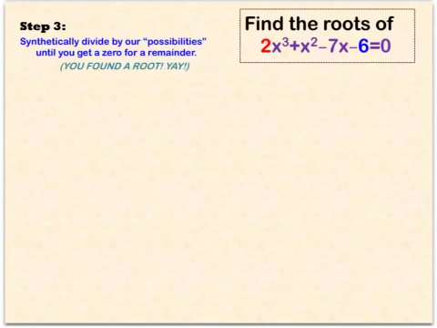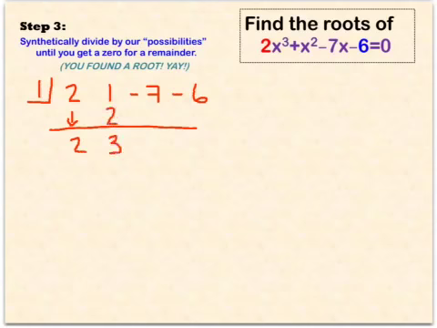Now I know for sure I have one positive real root, so I'm going to start and do all the positive possibilities first. So choosing 1, put 1 in the box, 2, 1, -7, -6. And then we just synthetically divide to see if I get 0 remainder. Now at this point, you should be able to tell that this is not going to work. All right? So I just cross that out. It's not going to work. I go to my next possibility.